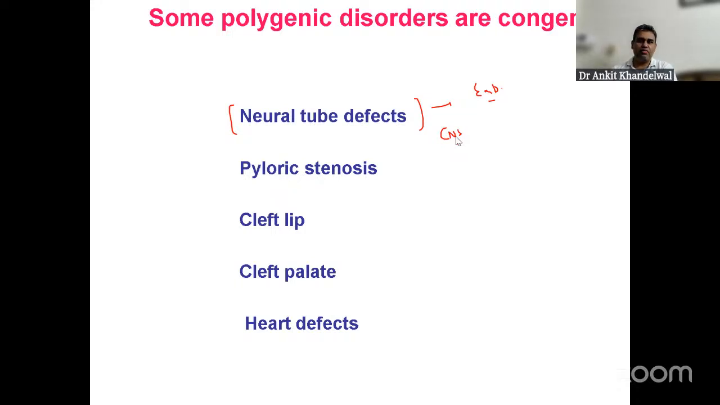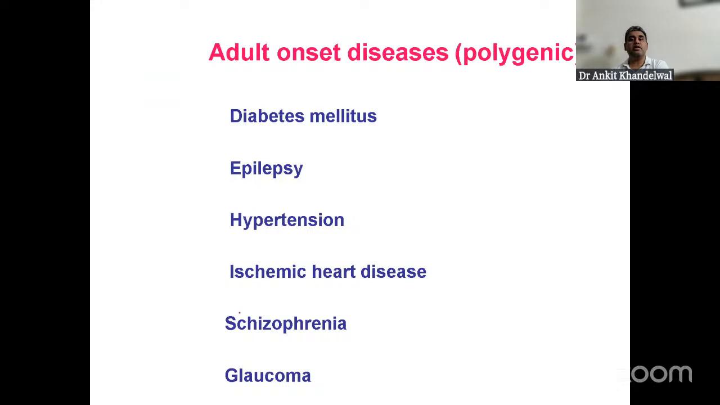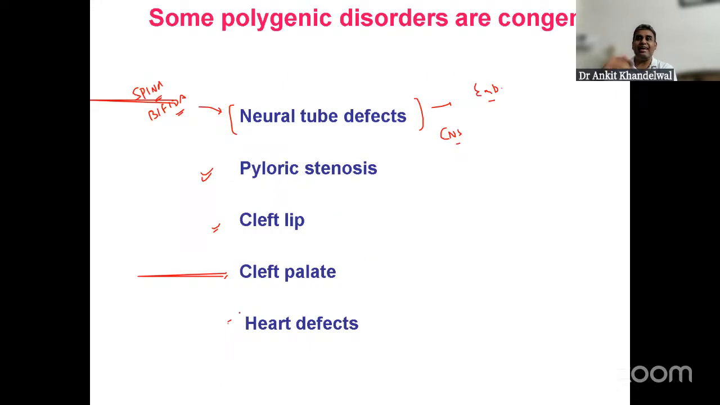Let me give you an example of this. If you don't know them in detail, just go and type spina bifida or search for it. You'll get all the main causes and main examples of neural tube defects. Very common: pyloric stenosis, which you study in detail in surgery. Cleft lip, cleft palate, we've discussed them in embryology, development of the face. Heart defects. These are congenital polygenic diseases.